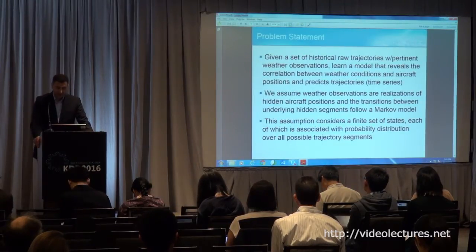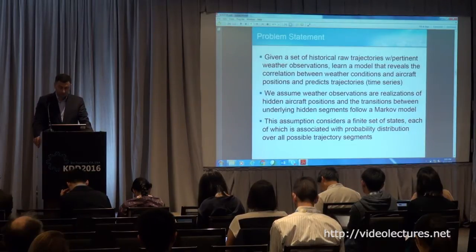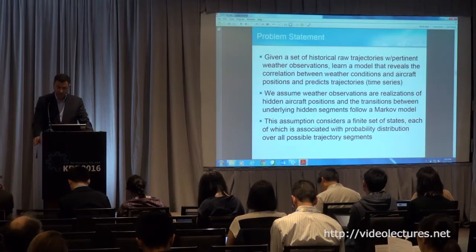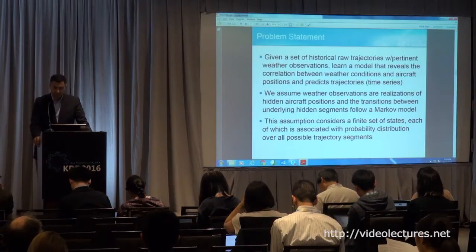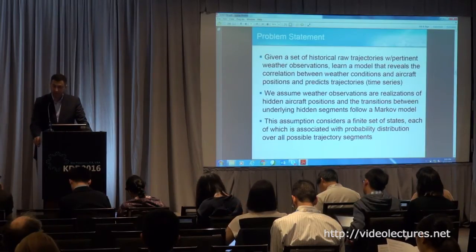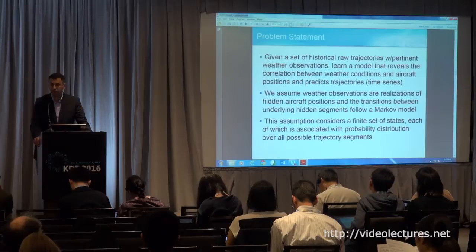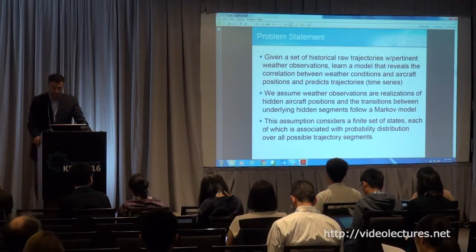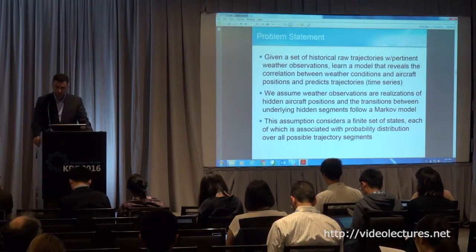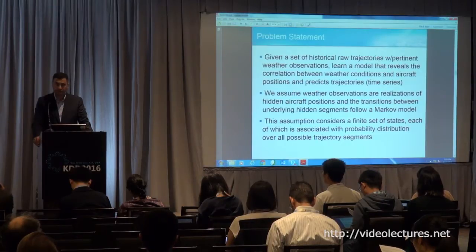Now let's state the problem and see what our approach is. Given a set of historical raw trajectories with pertinent weather observations, we aim at learning a model that reveals the correlation between weather conditions and aircraft positions and predicts the trajectories in a form of time series. That's the problem that we're aiming at. We assume weather observations are realizations of hidden aircraft positions, and the transitions between underlying hidden segments follow a Markov model. That's the gist.